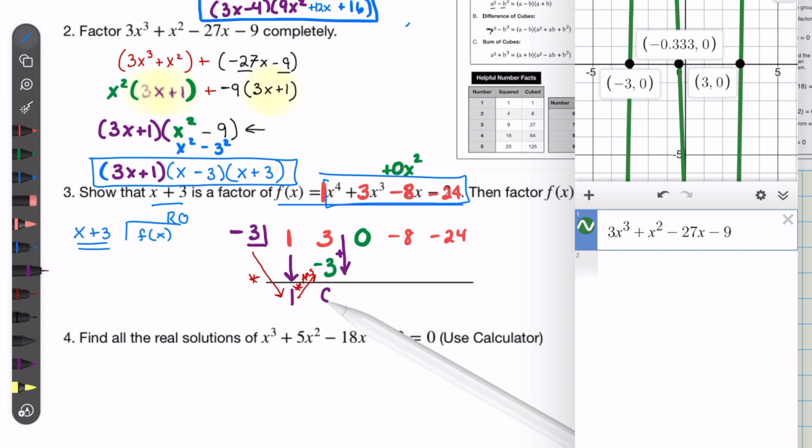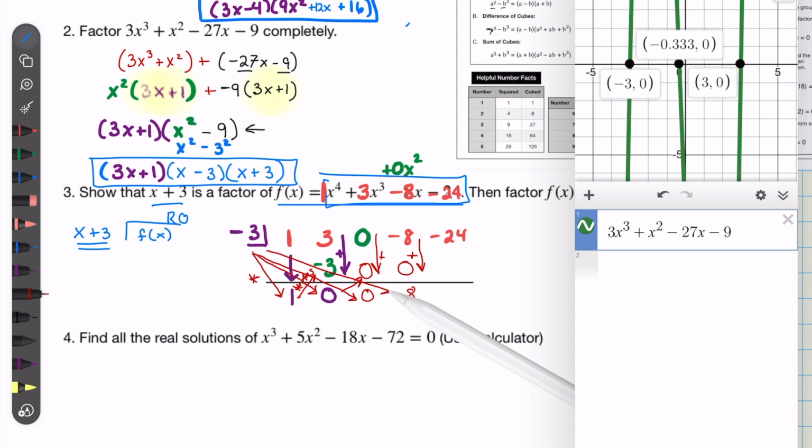3 plus -3 is 0. And now we start the process over. You take your -3 times the 0, and put your answer in the next column. That's 0, and then I add that one. I do this again. I multiply along that diagonal, and I get 0 again, and I add the column. And I multiply my last time, I get positive 24, and I add my column.